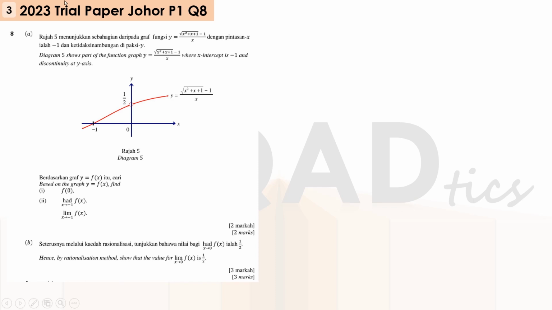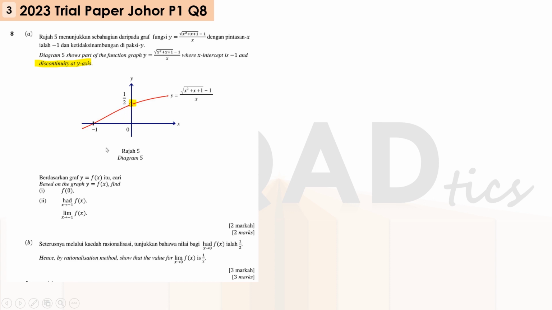Next question we have taken from 2023 trial paper Johor paper 1 question 8. For part A we have a diagram that shows the graph for this function. It says the x-intercept is -1 and it is discontinuous at the y-axis. So you can see that when x equals 0, there is no value of y.